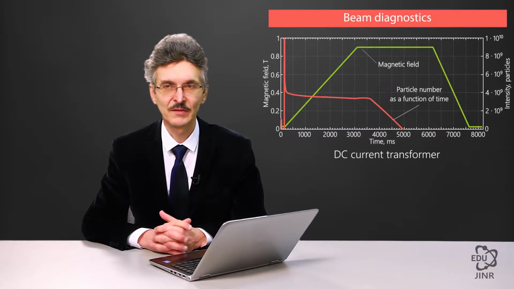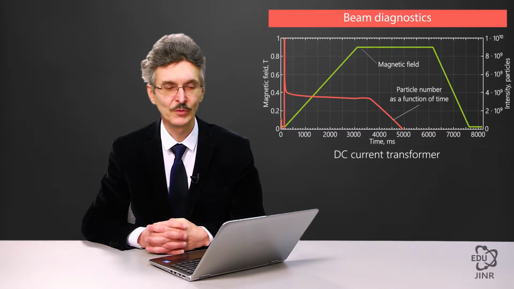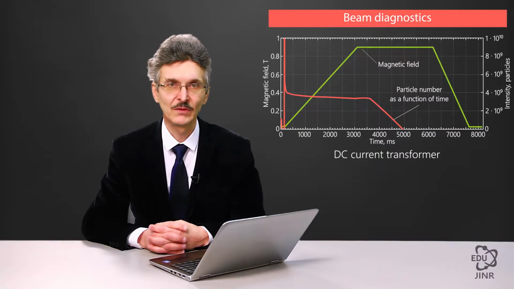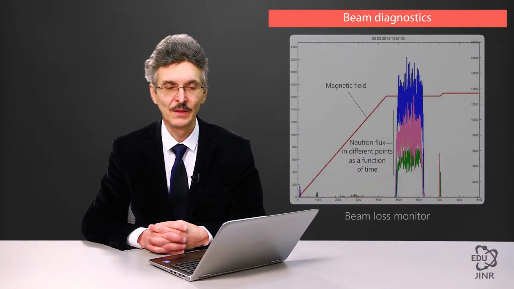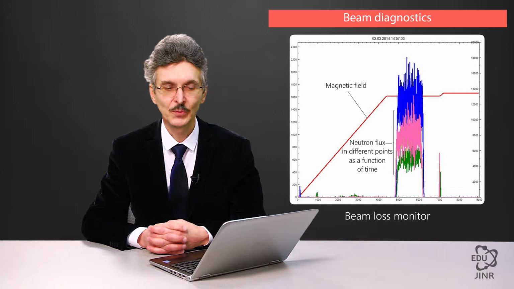The signals from the diagnostics tools are directed to the control tower, and, for example, the DC current transformer delivers the results of its work as a time dependency of the magnetic field value and the current of the circulating beam. The beam loss monitor shows the magnetic field cycle and the loss intensity at different points of the ring related to the cycle.